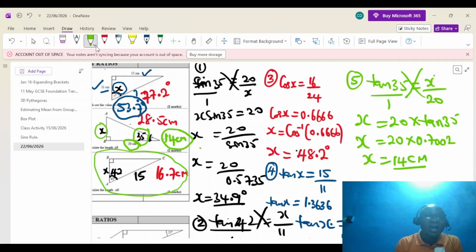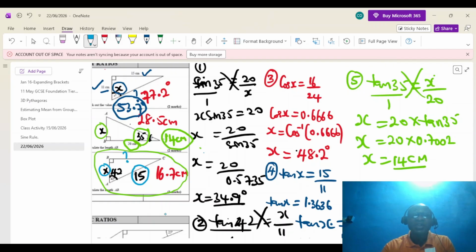I want to use yet a different color to distinguish everything I write, so it can easily be copied. Now, opposite of this 42, there is nothing given. But the adjacent is what? Letter X. And the hypotenuse is value of 15, isn't it? Yeah. With this now, we have the hypotenuse given, and the adjacent is what we are looking for.